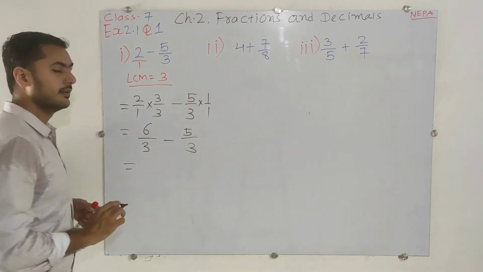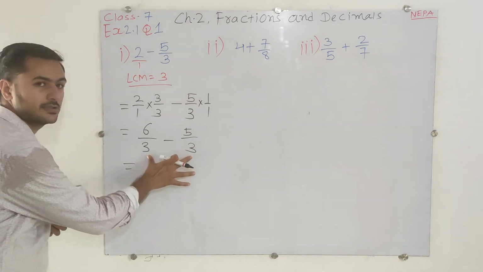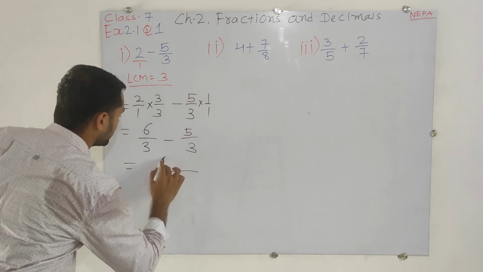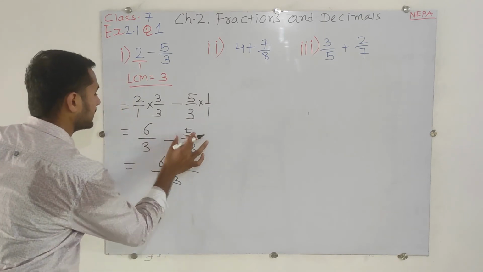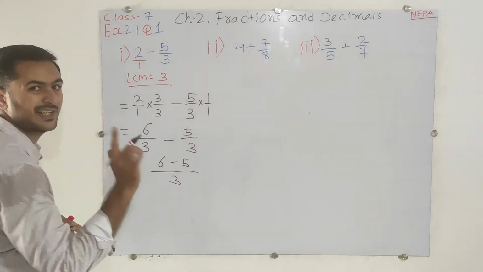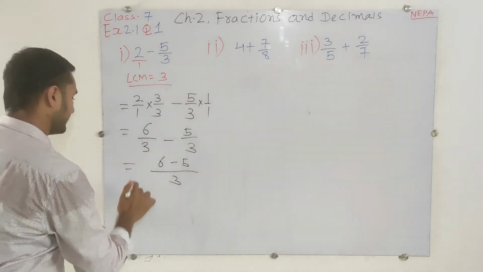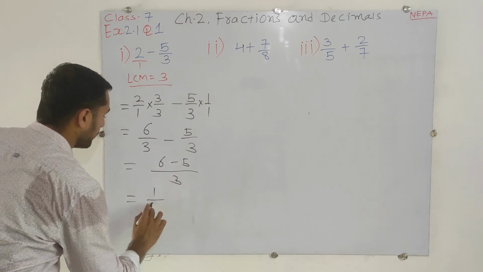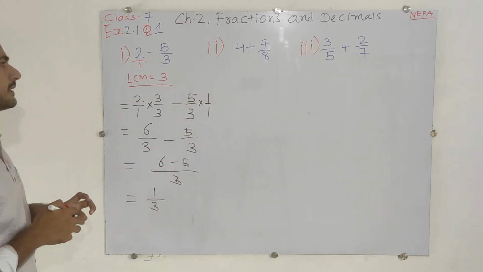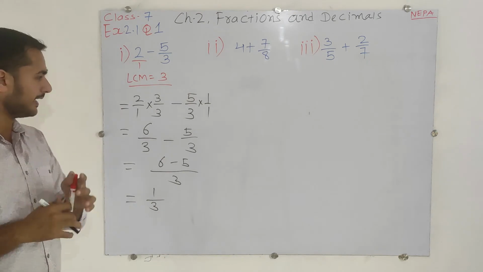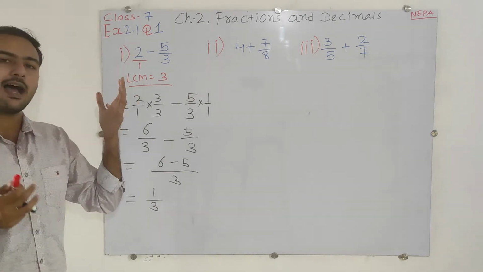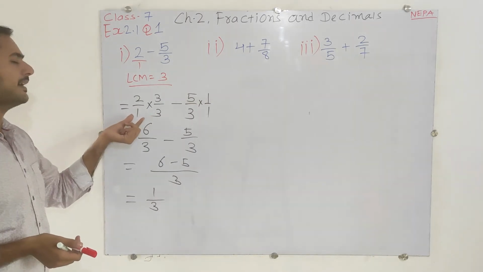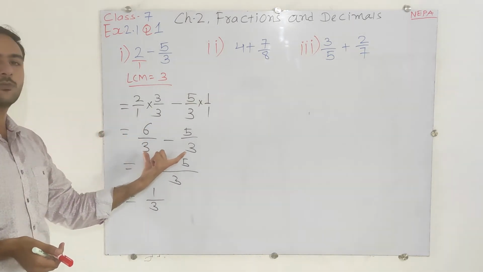Okay. Now both the denominators are the same, so make it common. We can write in this form 6 minus 5, as it is, and this 3 we will write only once, because both are the same. Now 6 minus 5, that is 1. This denominator 3 as it is. Okay. So it's really easy to do the calculation after the LCM, but the main point is how to find the LCM and what to multiply with the denominator to get the same denominators for both the numbers.